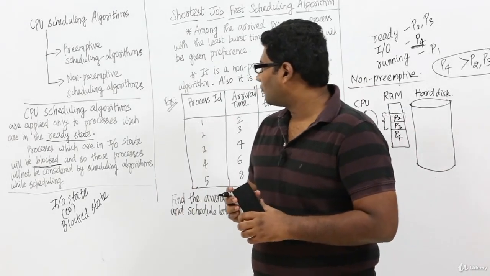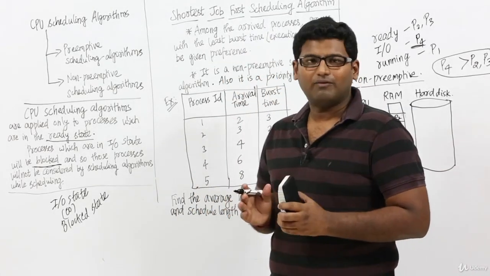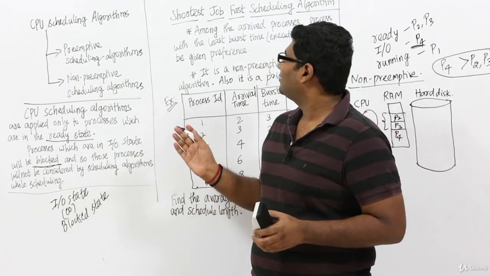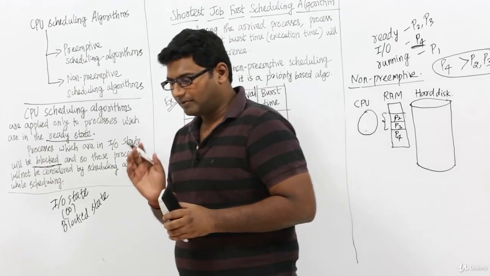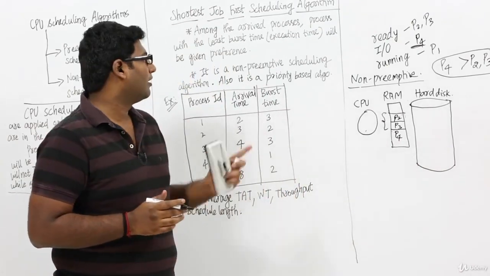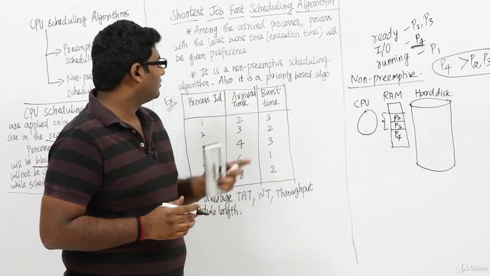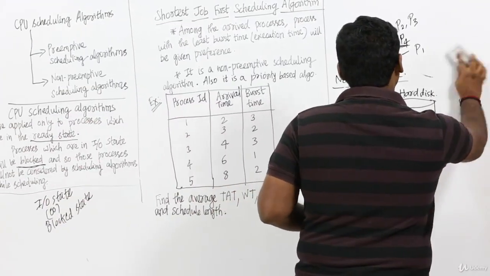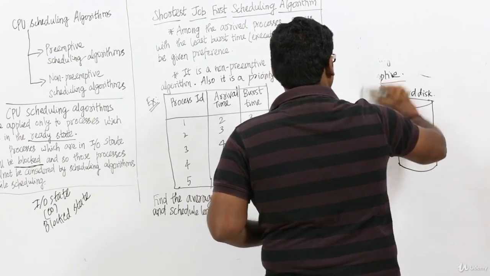So far we have seen all the introduction needed for scheduling algorithms. Now let's see one famous scheduling algorithm, named the shortest job first scheduling algorithm. In order to understand this, first let's solve some examples. It will make it very easy.